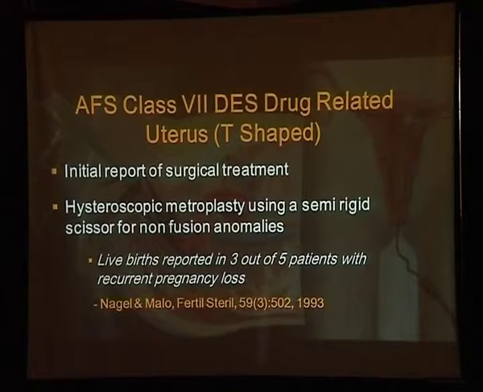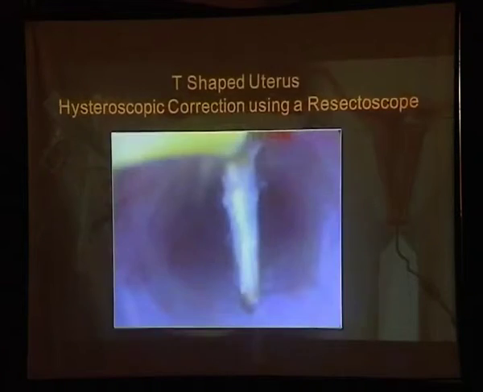DES-related T-shaped uterus is initially treated surgically by hysteroscopic metroplasty using semi-rigid scissors for non-fusion anomalies. Live birth rate was reported in 3 out of 5 patients with recurrent pregnancy loss.